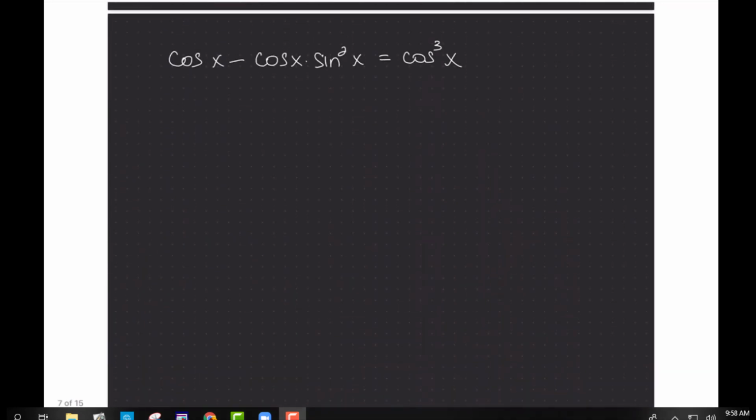when I look at the left side, because it doesn't quite fit into one of my Pythagorean identities yet, is there anything I can factor out? Yeah, I could factor out a cosine of x. I wonder what happens when I do that. So if I factor out a cosine of x, cosine of x times what is going to get me to cosine of x? 1, minus, cosine of x times what is going to get me cosine of x sine squared of x?